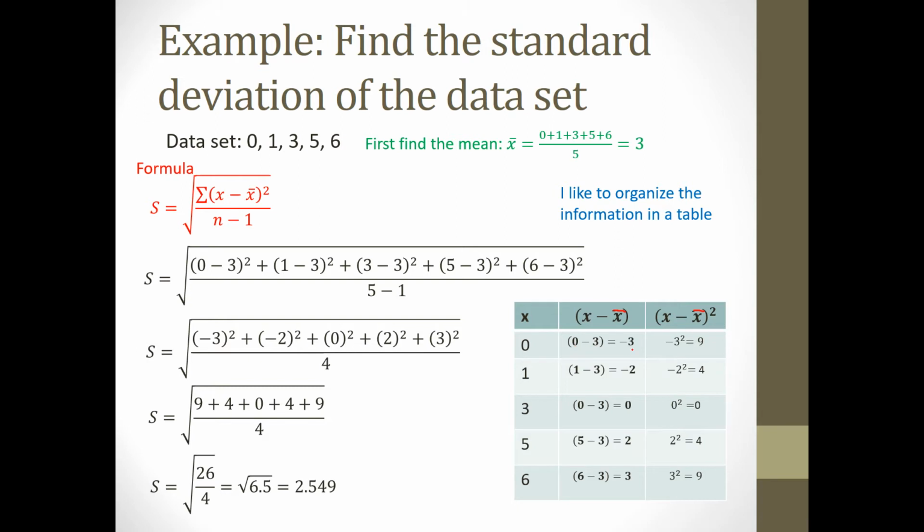So 0 minus 3 is negative 3. And then I'm going to take that negative 3 and I'm going to square it, and it gives me 9. And then I'm going to do that for all of my x values. So 1 minus 3 is negative 2.